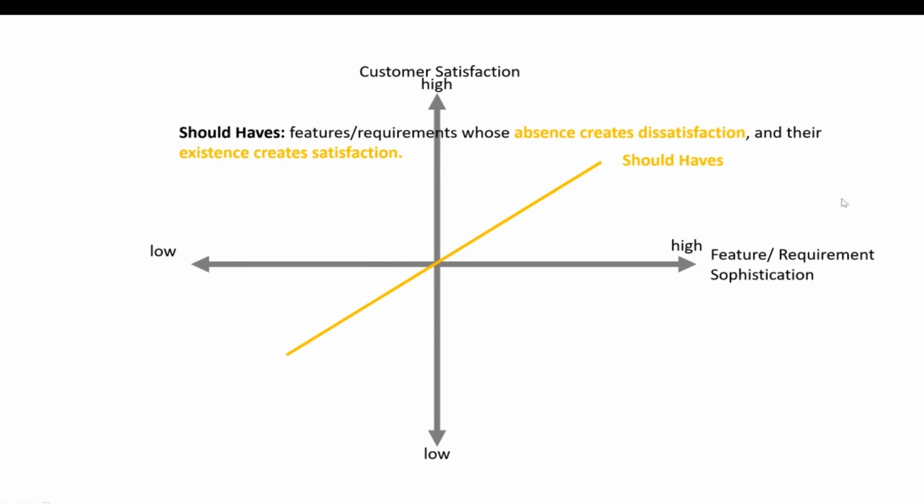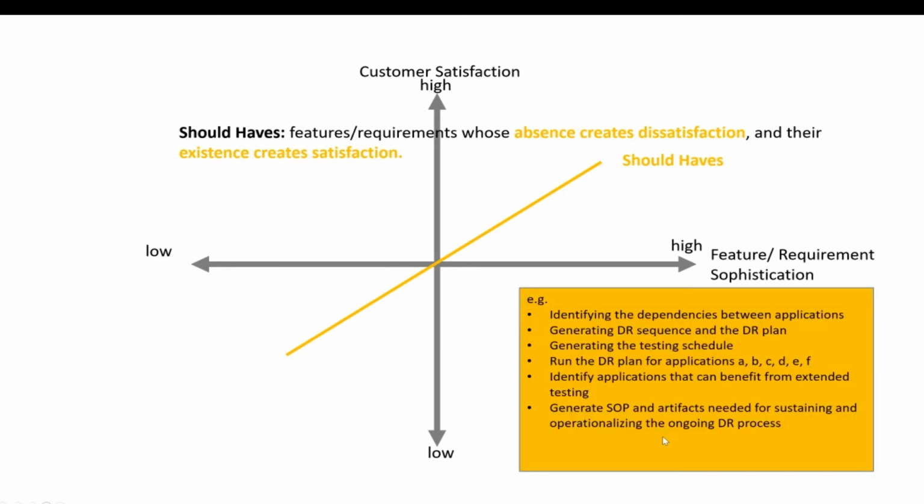The second category, we call them should-haves. Those are features or requirements whose absence creates dissatisfaction, as you see here, and their existence creates satisfaction. So there is a linear relationship with them.